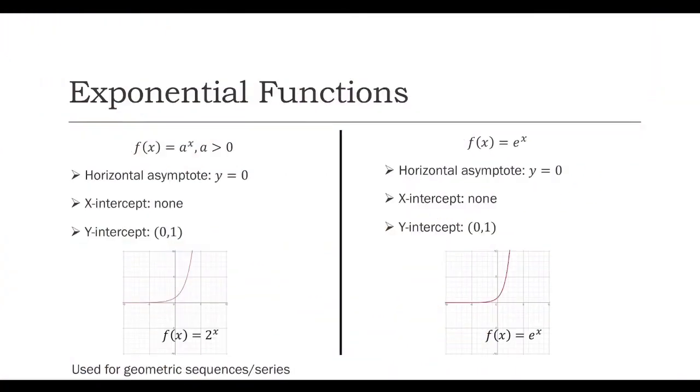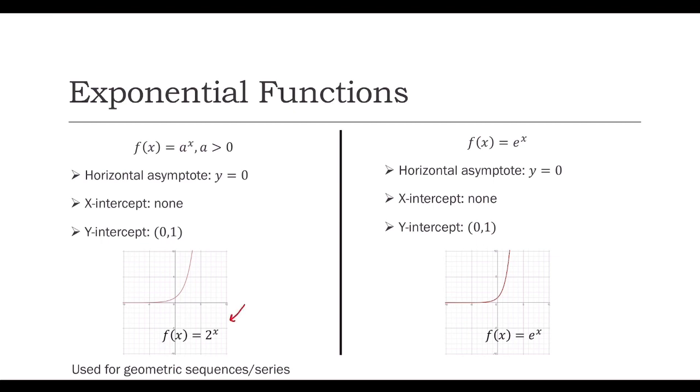So for exponential functions, the first one we have is f of x equals a to the x, where a is greater than 0. You'll have a horizontal asymptote where y equals 0. You won't have an x-intercept, and your y-intercept will be at (0, 1). Your exponential function is commonly used for geometric sequences and series.